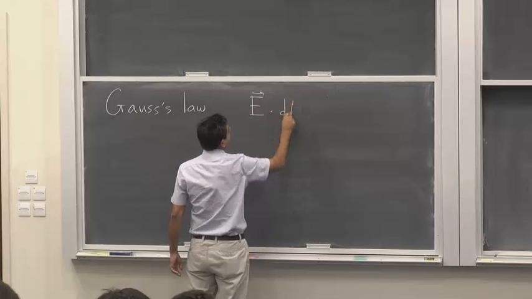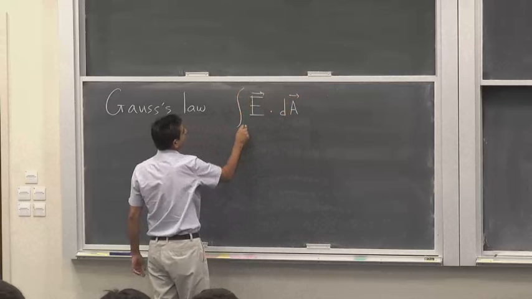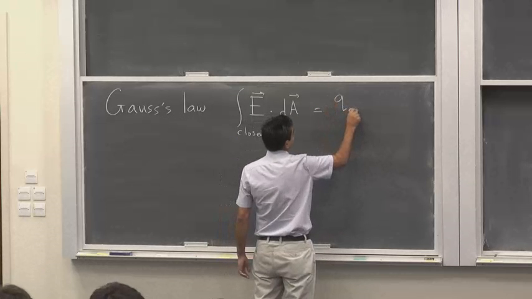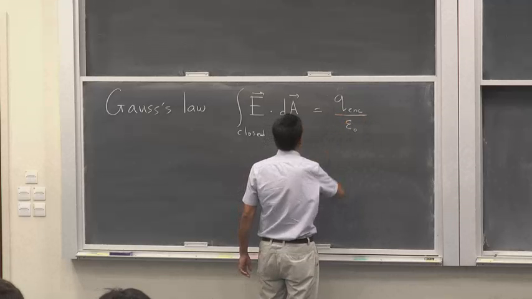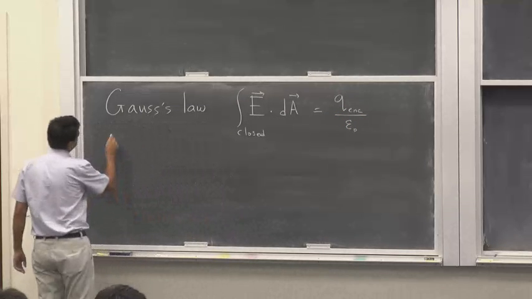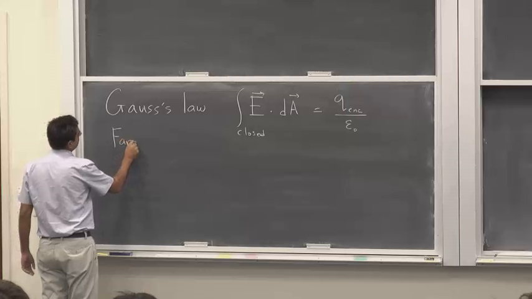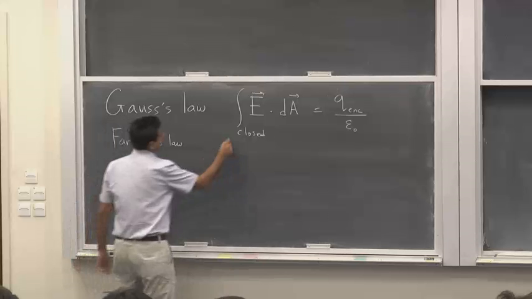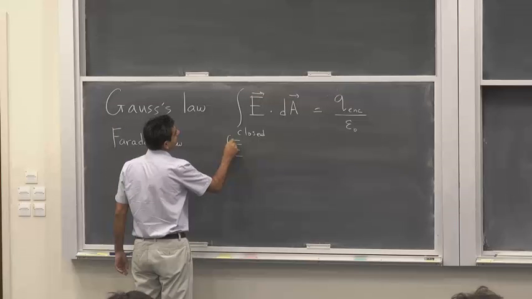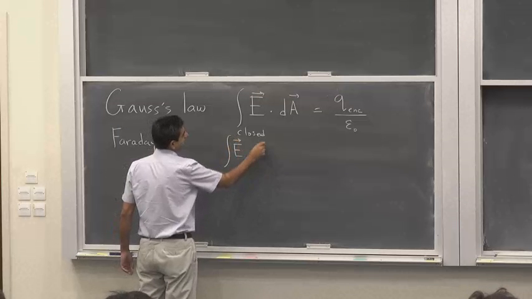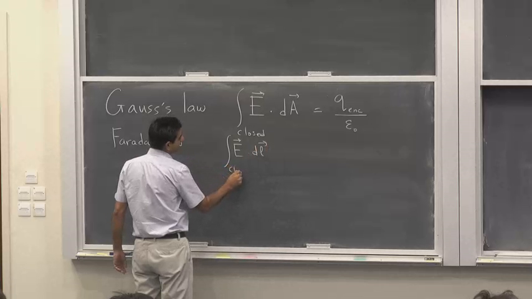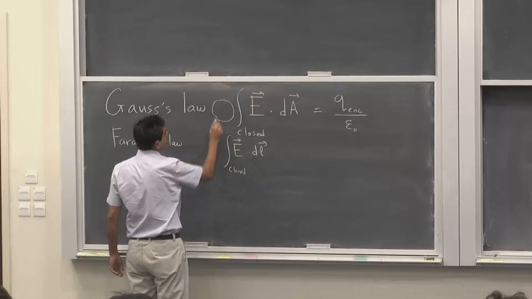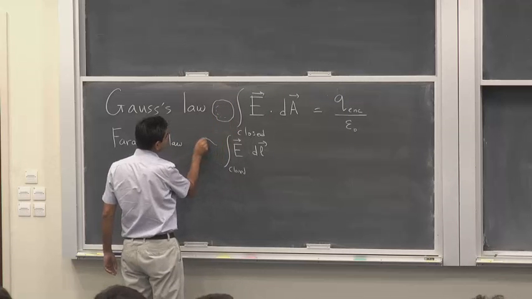E dotted with dA over some closed volume gives us the charge enclosed divided by epsilon naught. We've also seen a partial form of Faraday's law, which is E dotted with dl over a closed path. So this pertains to a closed surface. This pertains to a closed path.